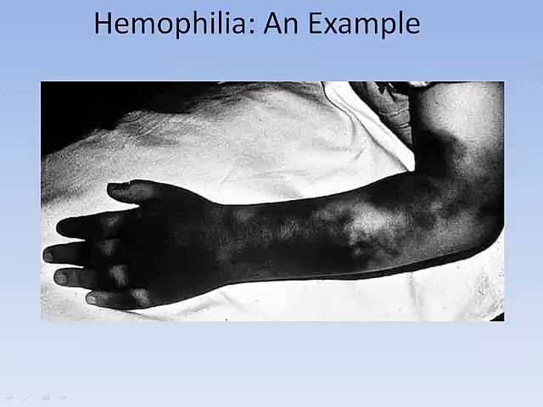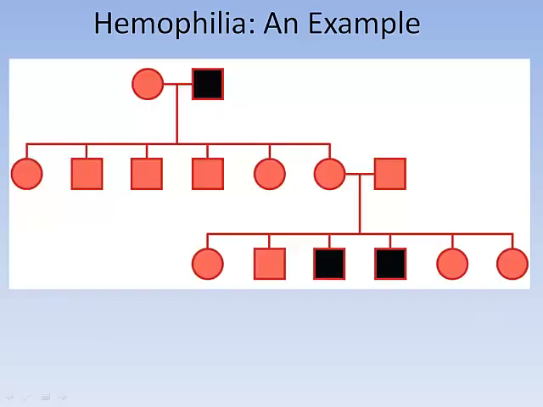All right, so let's look at an example of hemophilia. Let's look at an actual pedigree. Okay, here it is. Here's a woman and an affected male. They were married and they had all these children. This female married this male, and then they had these children.